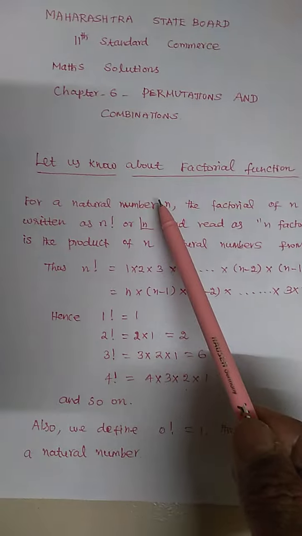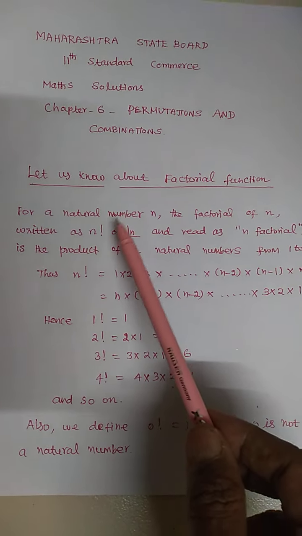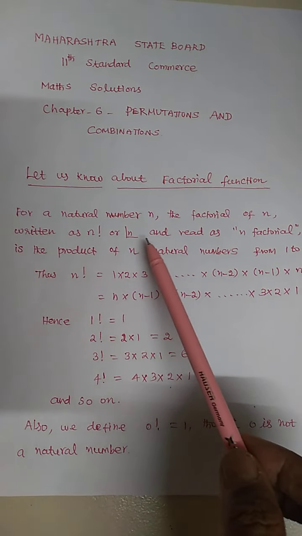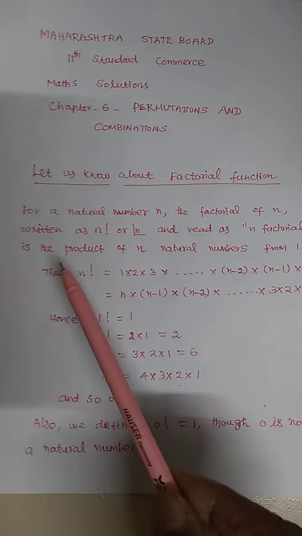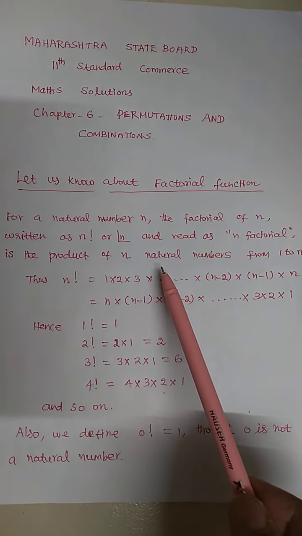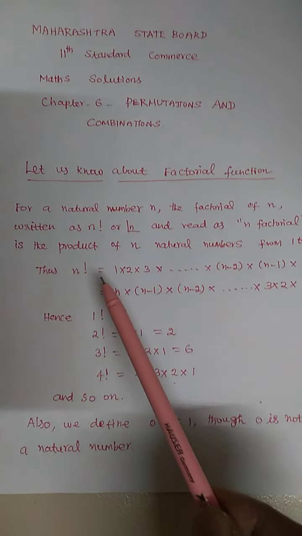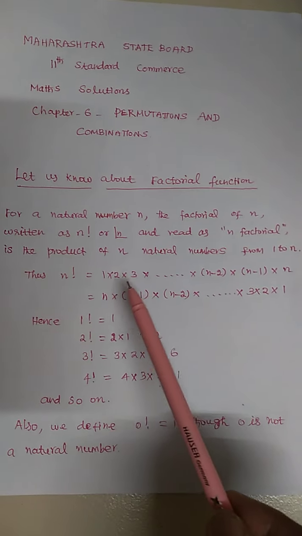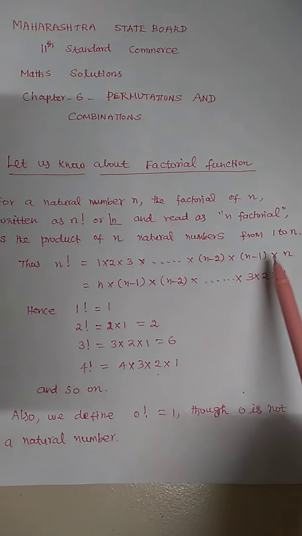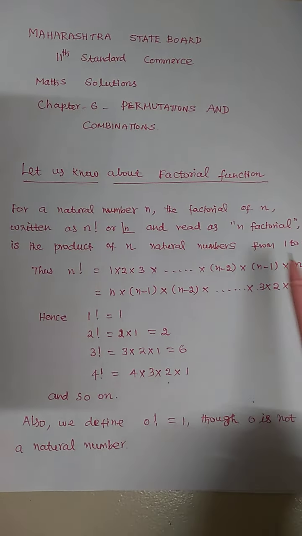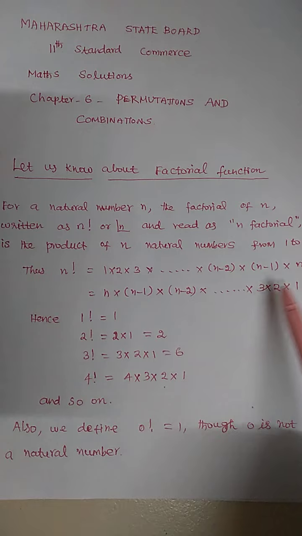For a natural number n, the factorial of n is written as n factorial, or with the symbol n!, and read as n factorial. It is the product of the natural numbers from 1 to n. Thus n factorial is equal to 1 into 2 into 3 into ... into n minus 2 into n minus 1 into n, so it is equal to n into n minus 1 into n minus 2 into ... into 3 into 2 into 1.